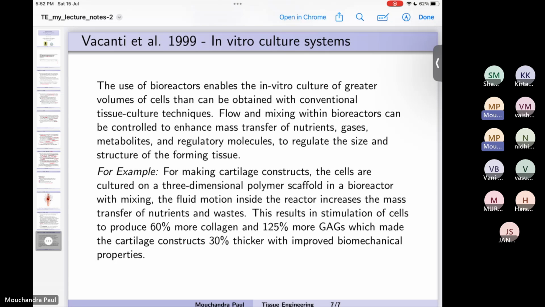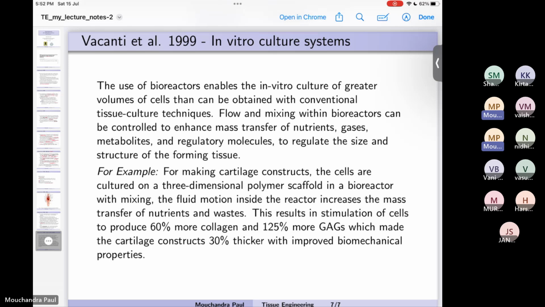So cartilage. Cartilage is a tissue. It is a connective tissue, in fact. And for making artificial cartilage constructs, what people have done is cultured the chondrocytes on a 3D polymer scaffold. Okay, and the culturing took place in a bioreactor, and they made sure that the nutrients and the oxygen were mixed well, and the motion of the fluid was such that the mass transfer of the nutrients, oxygen, as well as the flow out of the waste from the cells was happening uniformly. All right, they made sure of this through the bioreactor.